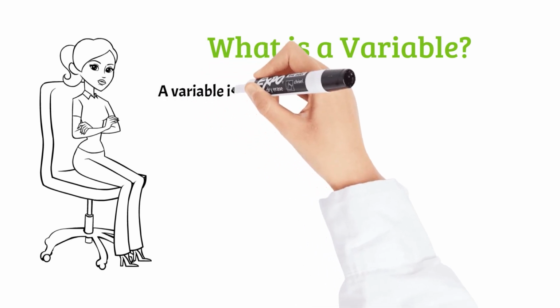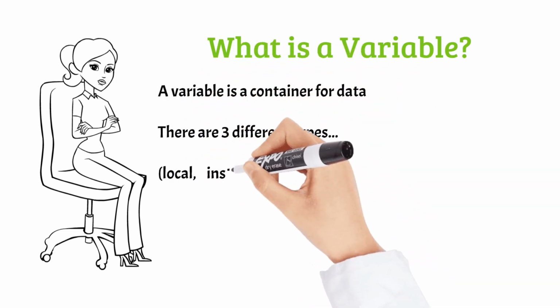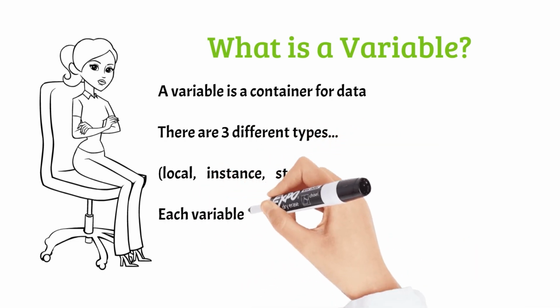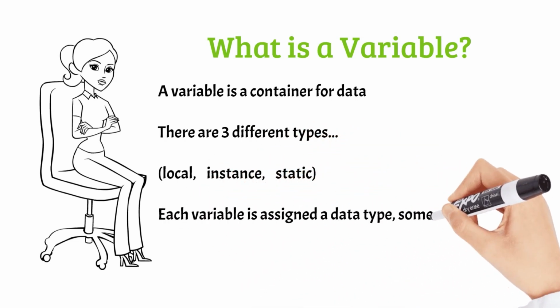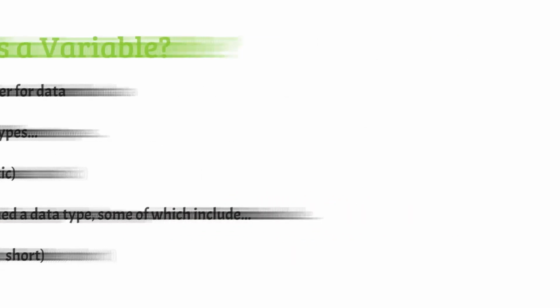A variable is a container for data that you want to utilize in your code. There are 3 different types: local, instance, and static. Each variable is assigned a data type, some of which include string, int, double, and short.